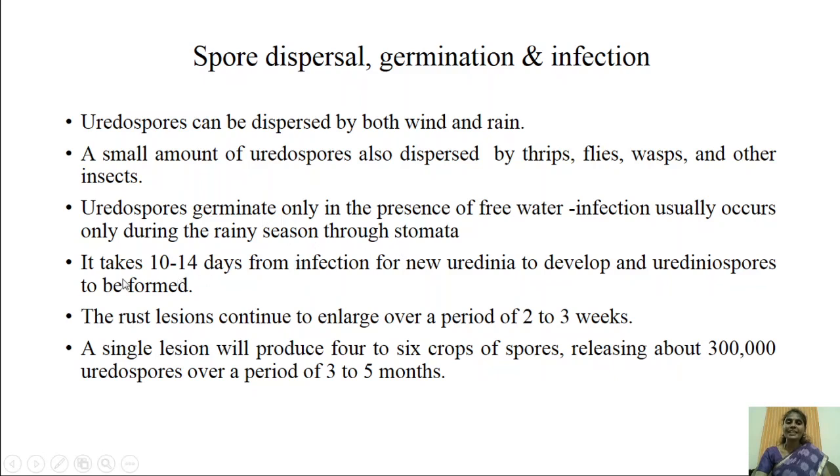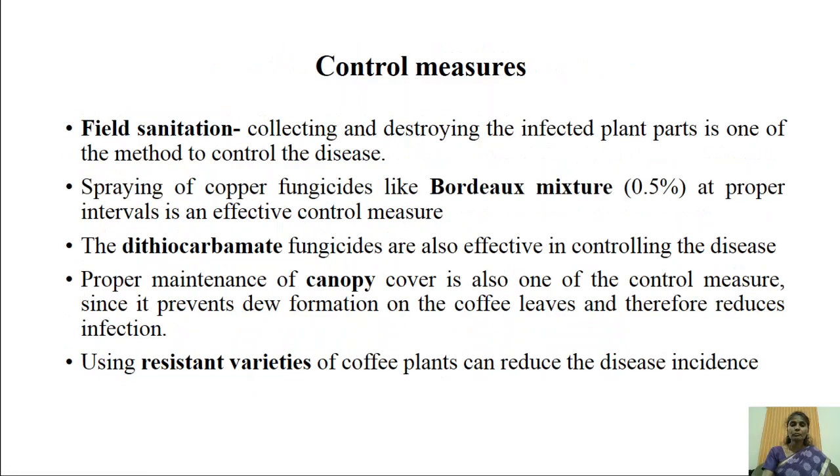It takes 10 to 14 days from the infection point for a new uredium to develop, inside which a number of uredospores are going to be formed. The rust lesions continue to enlarge over a period of 2 to 3 weeks. A single lesion will produce 4 to 6 crops of spores, releasing about 300,000 uredospores over a period of 3 to 5 months. Coming to control measures.